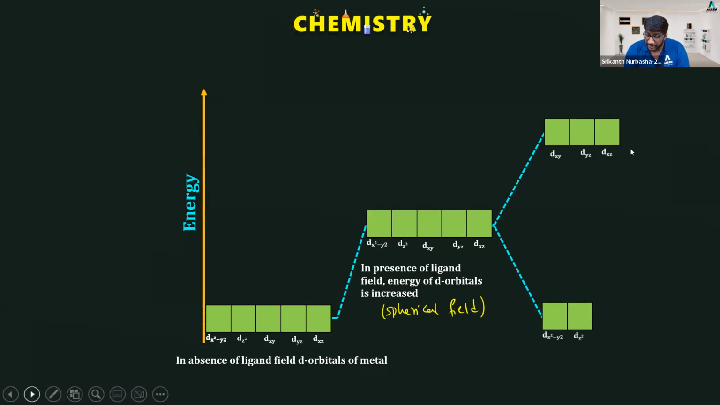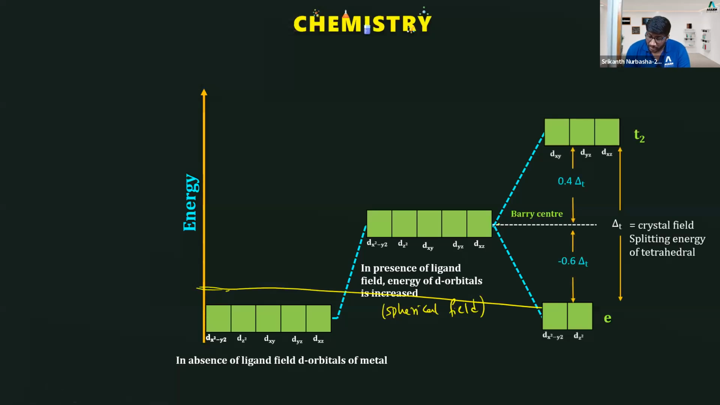Next, you have seen the splitting. dxy, dyz, dzx will be high. dx square minus y square and dz square will be low. In the animation they have shown this as high and these two as having the same energy. But in reality, the E set will be high in energy when compared to no field. This is your barycenter, where the energy of your 5 d orbitals is present. Delta T is nothing but your crystal field splitting energy of tetrahedral complexes. This is T2 instead of T2g. This is E instead of Eg. There is a differentiation when compared to octahedral and tetrahedral.